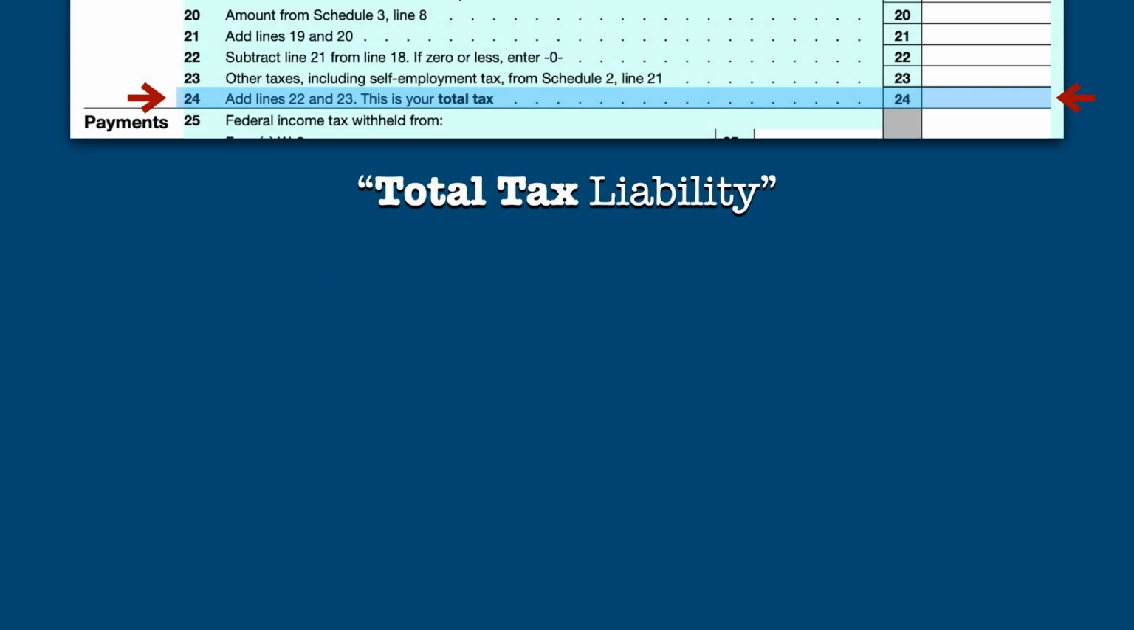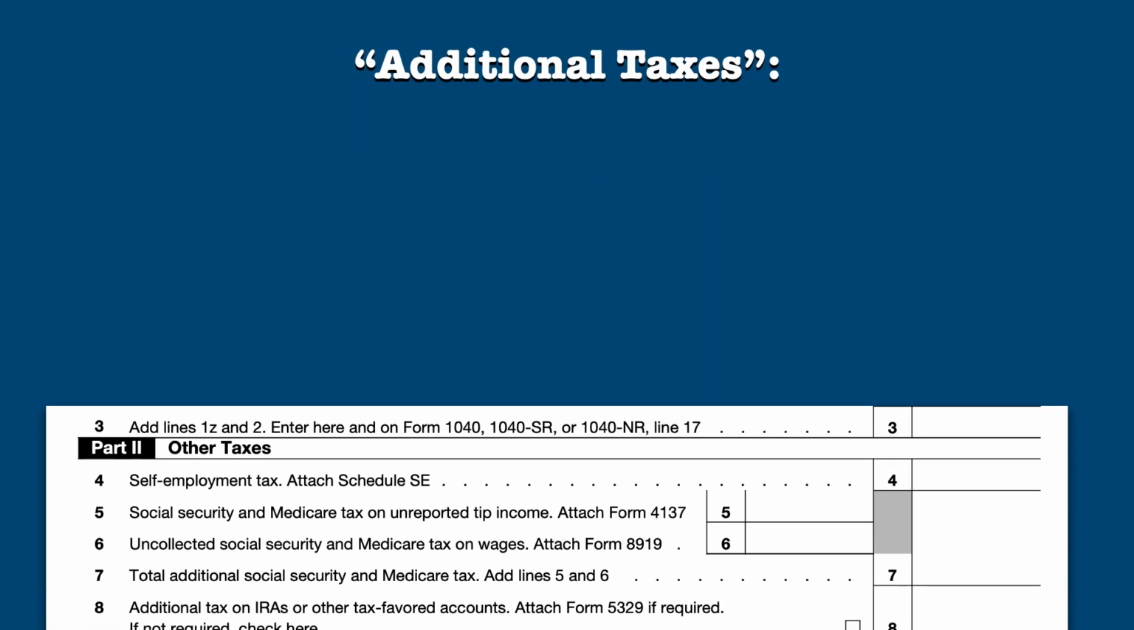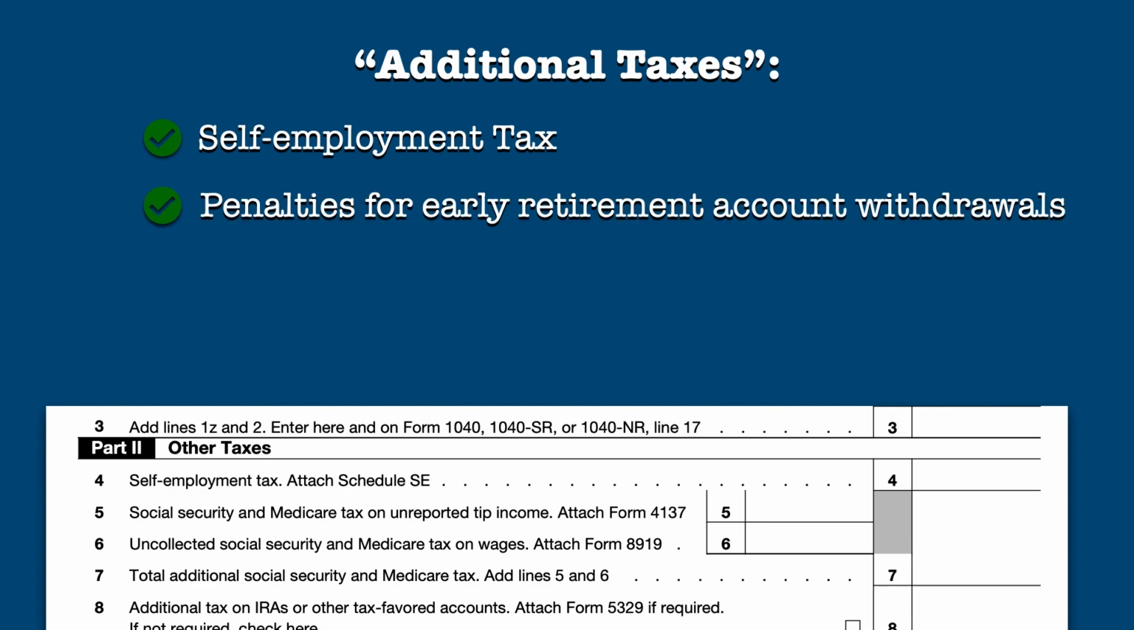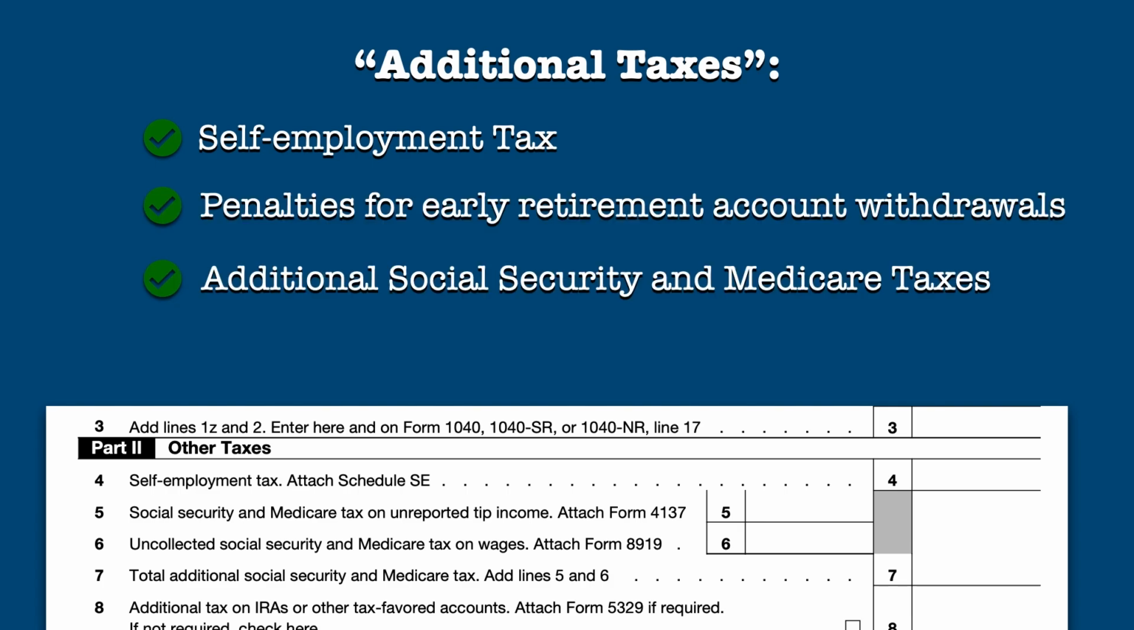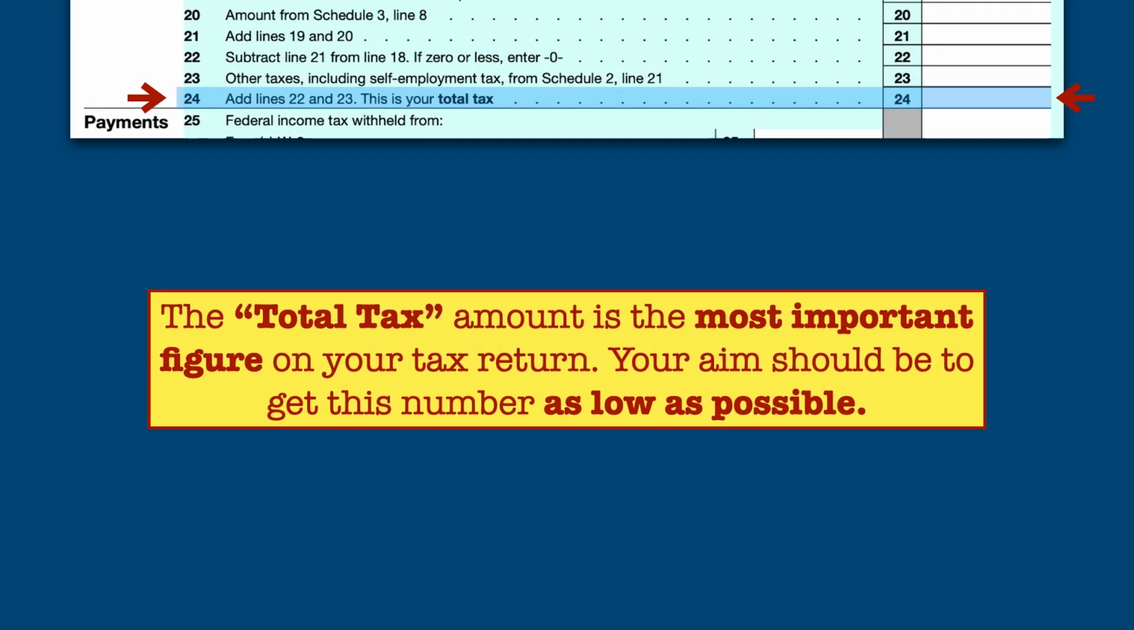To arrive at the total tax liability on line 24, you take your income tax liability, subtract any non-refundable credits, and add back any additional taxes. These taxes are listed in Part 2 of Schedule 2 and include self-employment tax, any penalties associated with tax-deferred retirement plans, additional Social Security and Medicare taxes, and net investment income tax. Non-refundable credits cannot be used to reduce these taxes. This total tax liability is the most important figure on your tax return. Your aim should be to get this number as low as possible.